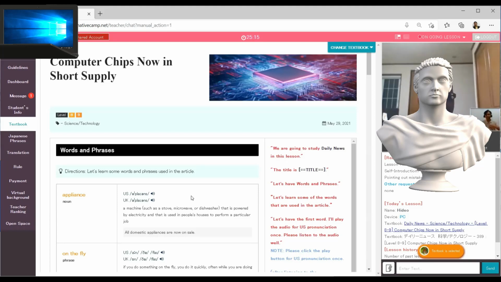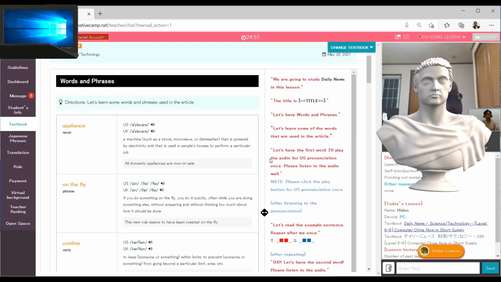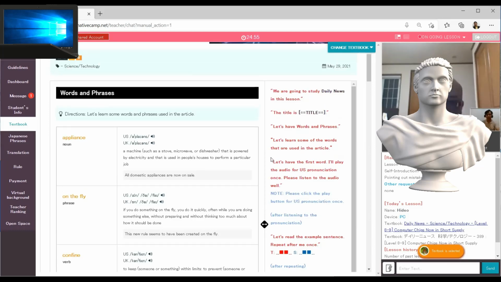Okay, so we are going to study daily news in this lesson, and the title is Computer Chips Now in Short Supply. Oh, this is a very interesting topic. Okay, first let's have words and phrases. Yeah, so we will learn some of the words that are used in the article.